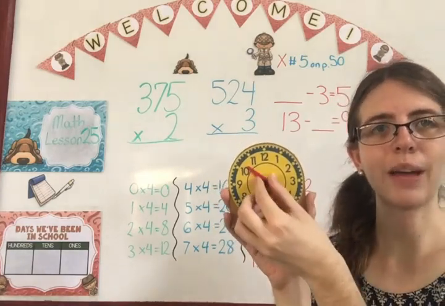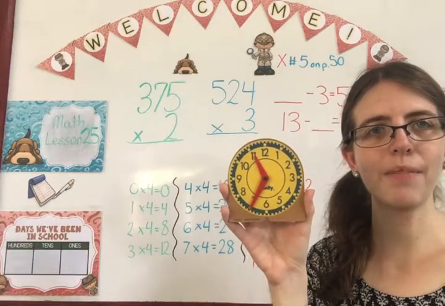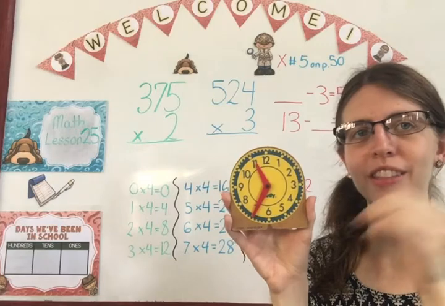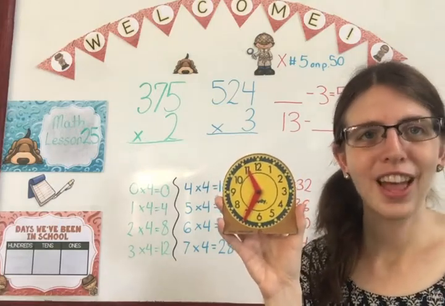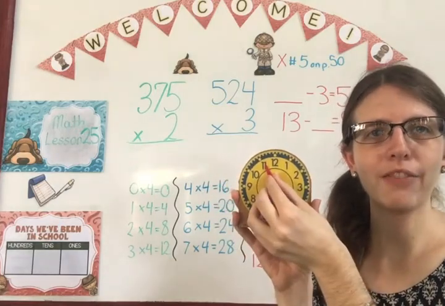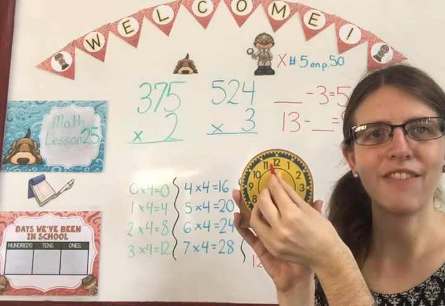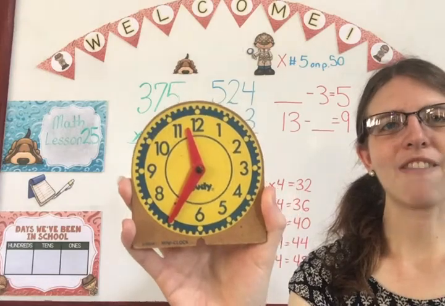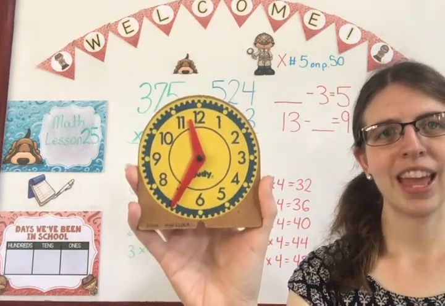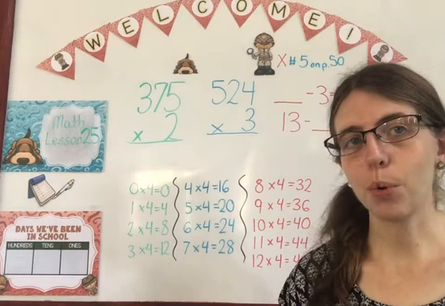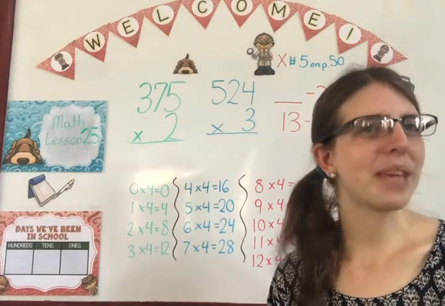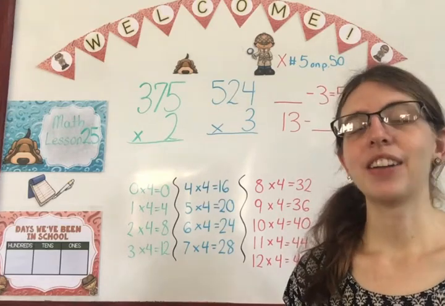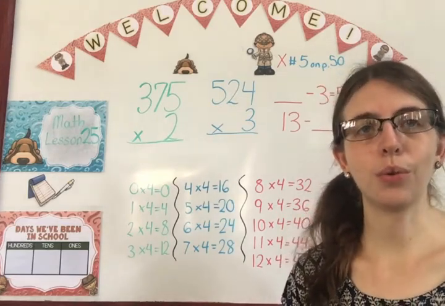So now I need to change my hour hand. Do I put it right on the 11? No, because it's a little bit more than halfway through the hour. So I need to put it about halfway between the 11 and the 12. So now my clock reads 11:35. If it's 11:35 in the morning, is it AM or PM? AM, very good.